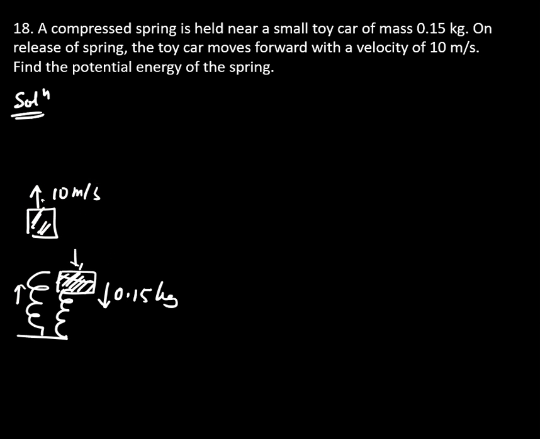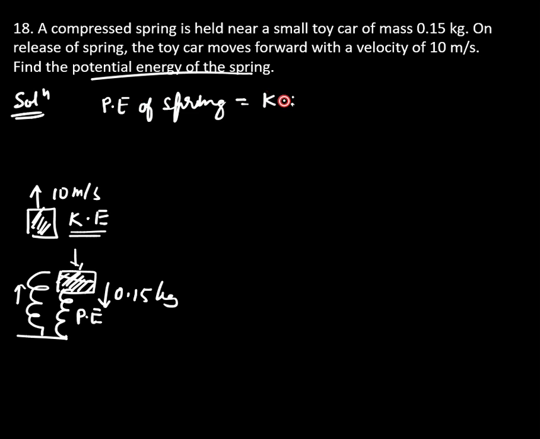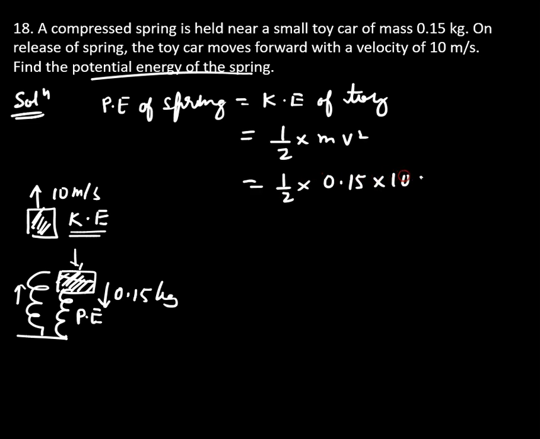So therefore what has happened is the toy will be in motion, and that means it has kinetic energy. And how much will this kinetic energy be equal to? It will be equal to the potential energy when the spring is compressed. So therefore potential energy of the spring is equal to the kinetic energy of the toy. Why? Because it is the law of conservation of energy. And so here we get half mv square, that is half into 0.15 into 10 into 10. So that will be 7.5 joules.